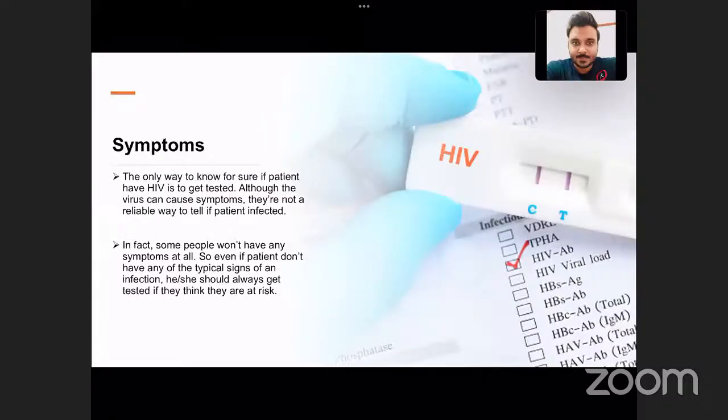The only way to know for sure if a patient has HIV is to get laboratory tested. Although the virus can cause symptoms, they are not a reliable way to tell if the patient is infected. In fact, some people don't have any symptoms. So even if a patient doesn't have a typical sign of infection, if he or she has doubts, then they should get tested.